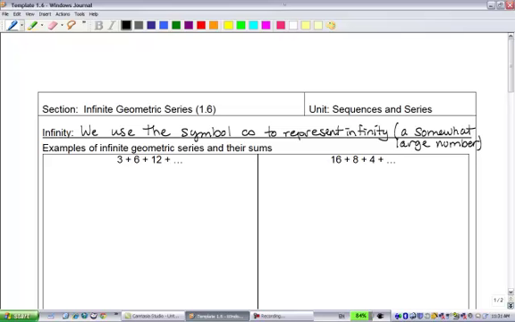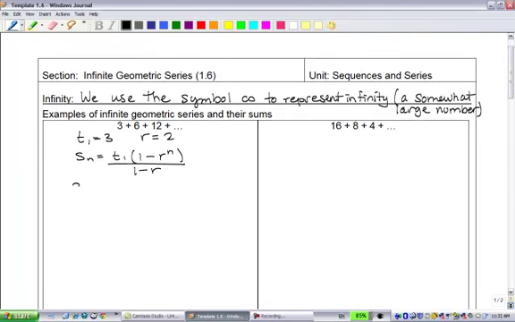We have 3, 6, and 12 all added together. So term 1 is 3. That's our standard notation. The common ratio is 2. So if we're going to use the sum formula, where S sub n is term 1 times 1 minus r to the n over 1 minus r, that should work out. Let's go with sum infinity. Let's replace n with infinitely many terms. We're looking for term 1, which is 3, times 1 minus 2 to the power infinity over 1 minus 2.